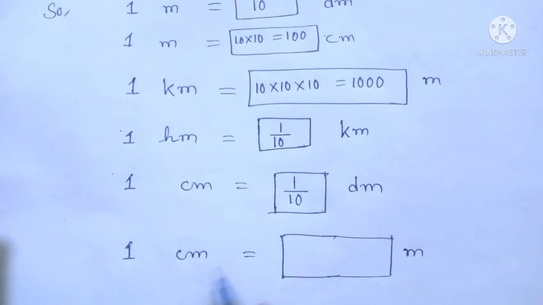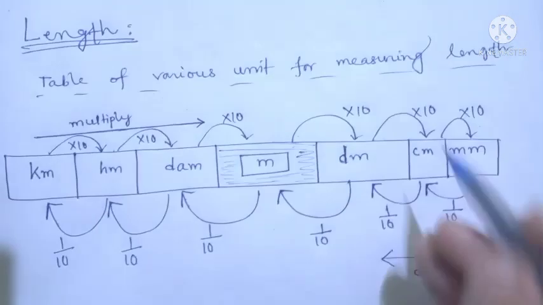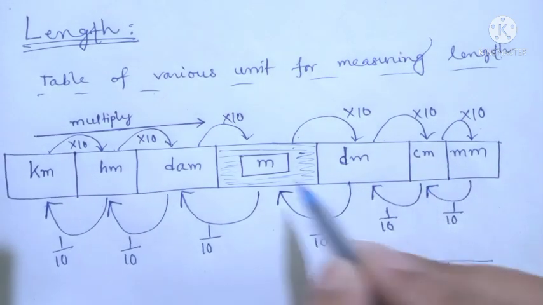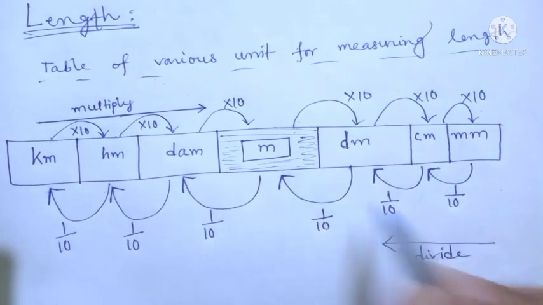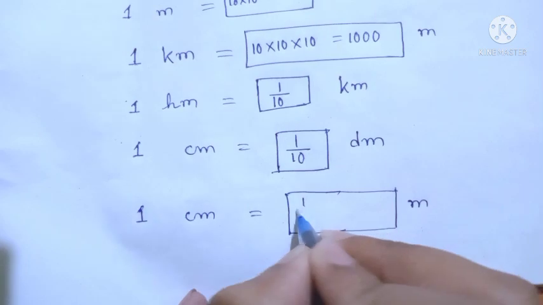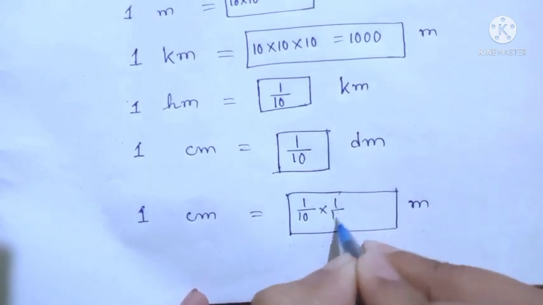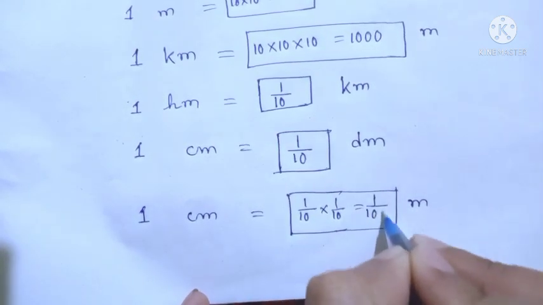Okay, now 1 centimeter equal to dash meter. Centimeter is smaller and meter is bigger unit. So how many step? 1, 2. That means you have to multiply 1 by 10 two times. That means 1 by 100 meter.